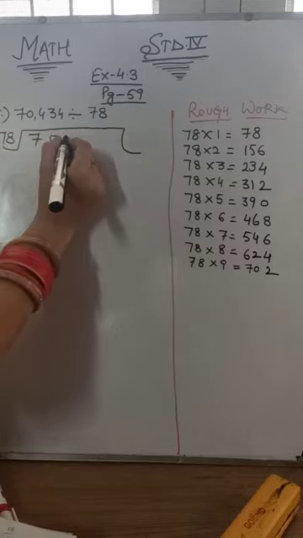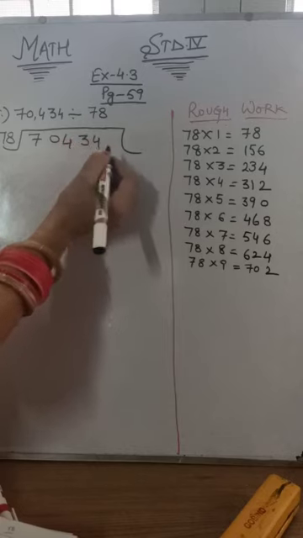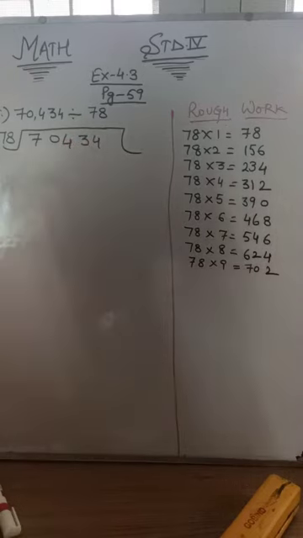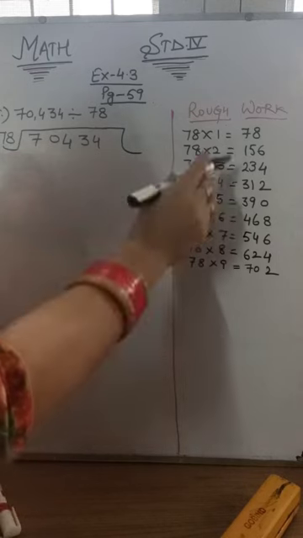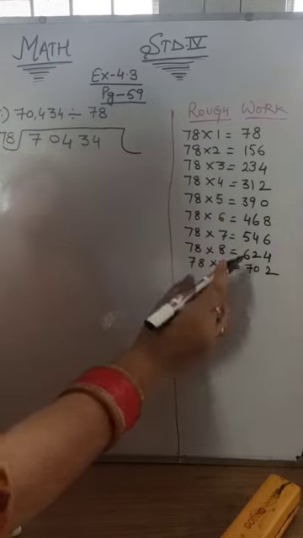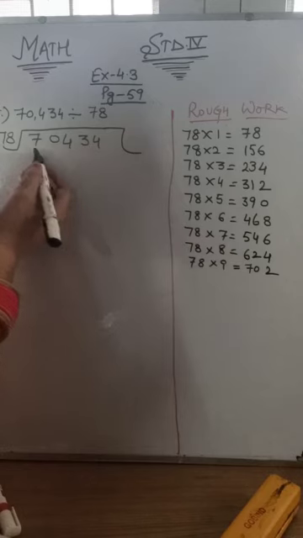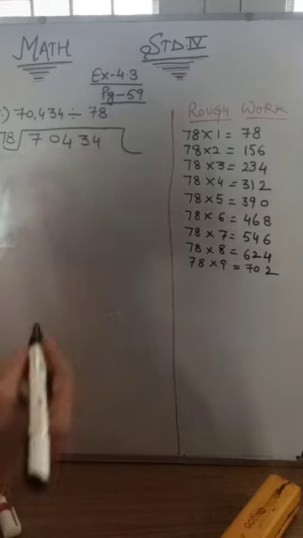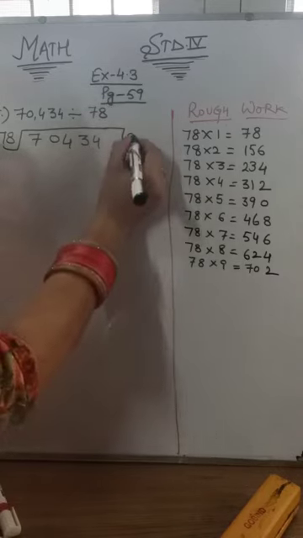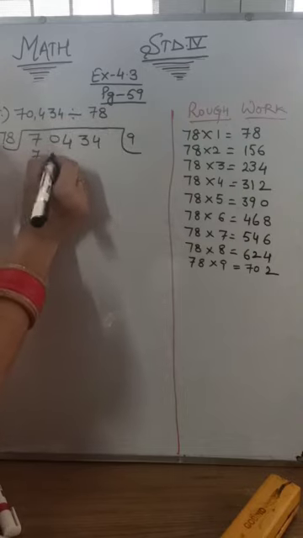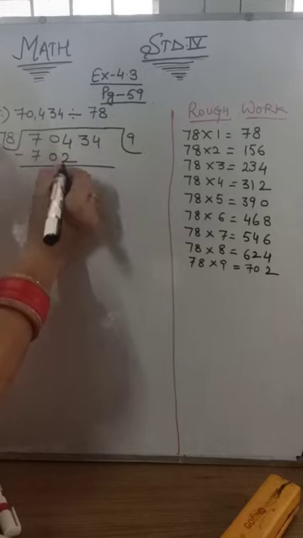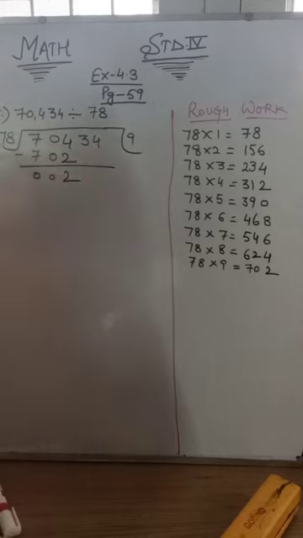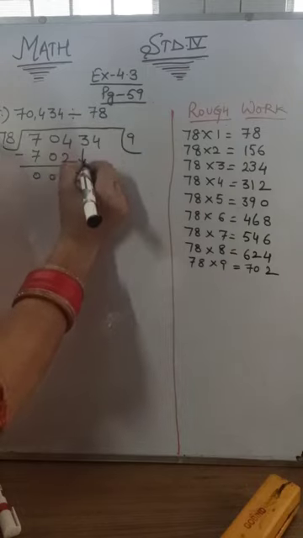70,434. Okay. Now let's check 704. Here it is 702. So it can come here. 702 is smaller than 704. So it is at the 9th place. 78 nines are 702. Subtract: 4 minus 2 is 2. 0 minus 0 is 0. 7 minus 7 is 0. So bring this number down: 23.